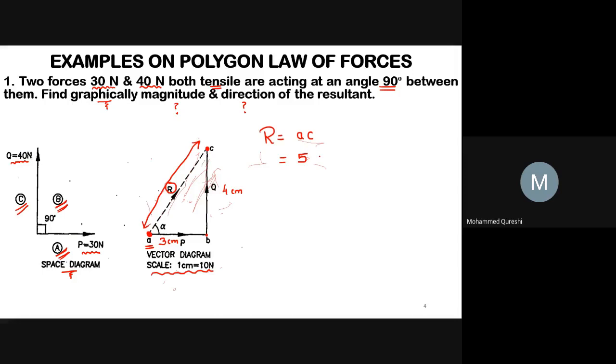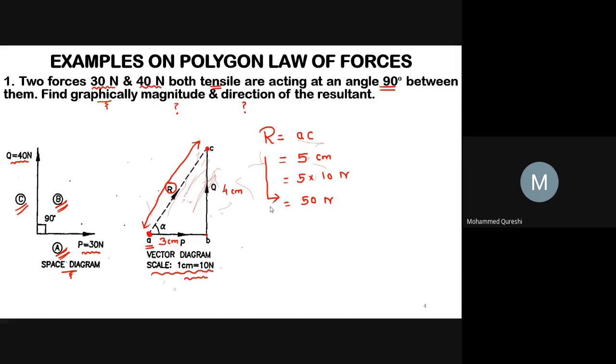So you will get this as 5 centimeter, and we had taken the scale as 1 centimeter equals to 10 Newton. So here 5 into 10 Newton. So you will get resultant as 50 Newton. Your resultant will be 50 Newton.